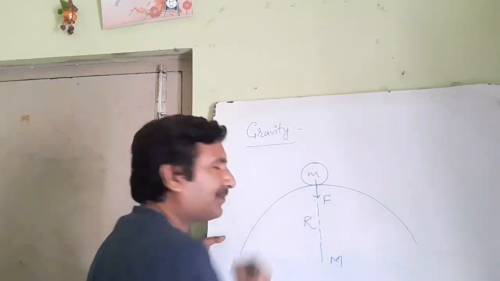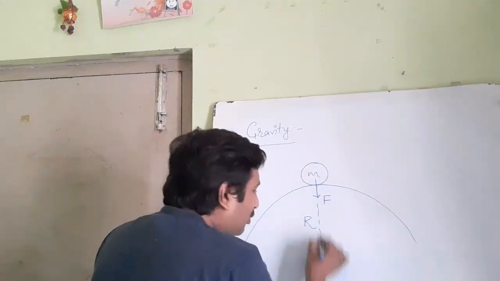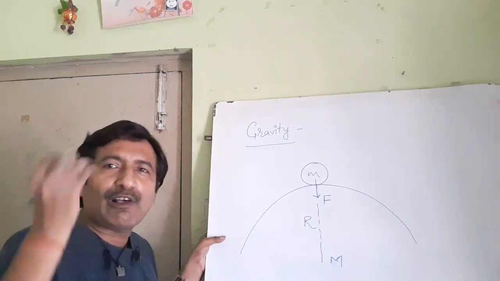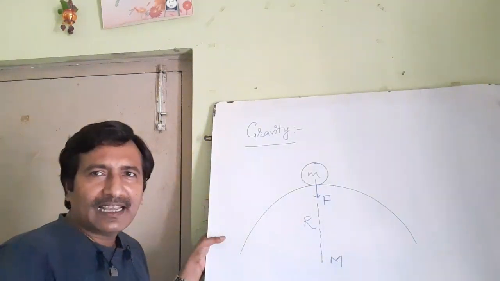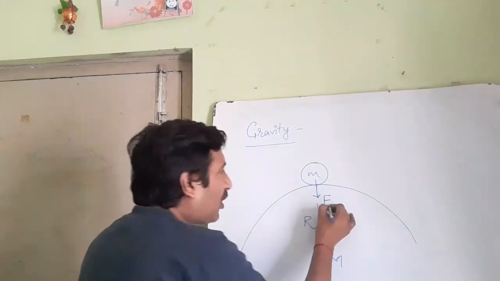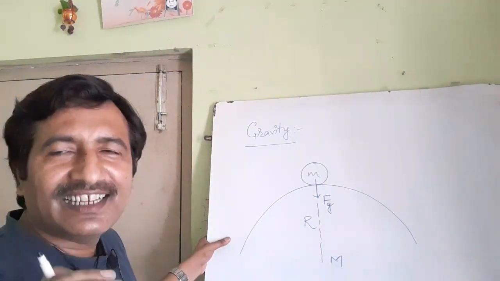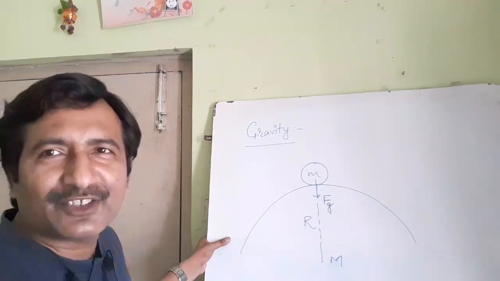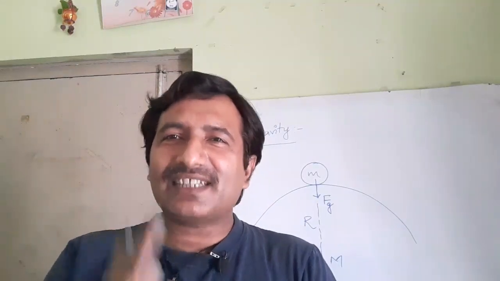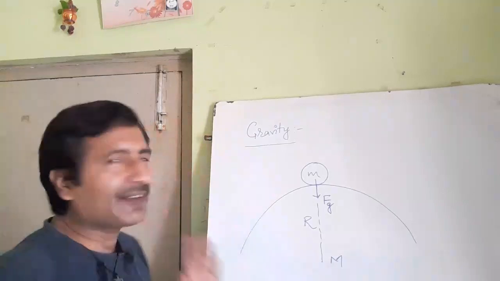This is called F. As a reaction, this body will also apply a gravitational pull on the earth in the upward direction. That will also be equal to this F. But this force which is applied by the earth on this smaller body is called force due to gravity, or simply gravity. Got it? I think you have understood the meaning of gravity. Again I repeat, gravity is the gravitational force of attraction applied by the earth to a body around it. So this is Fg.